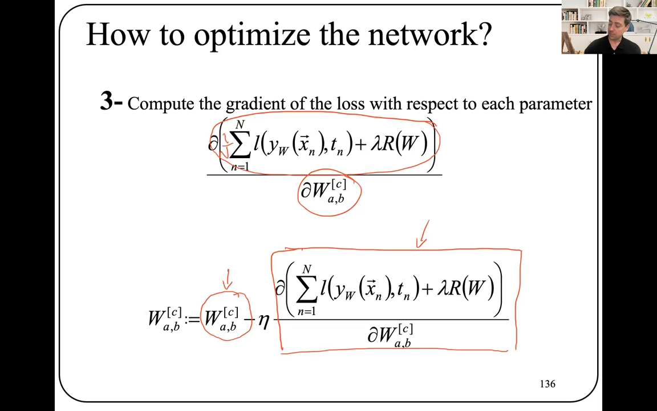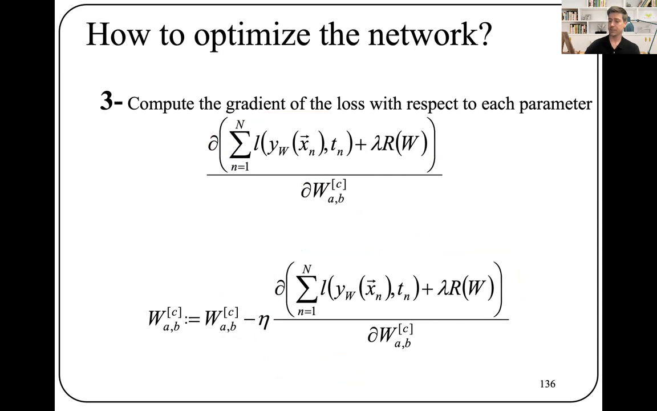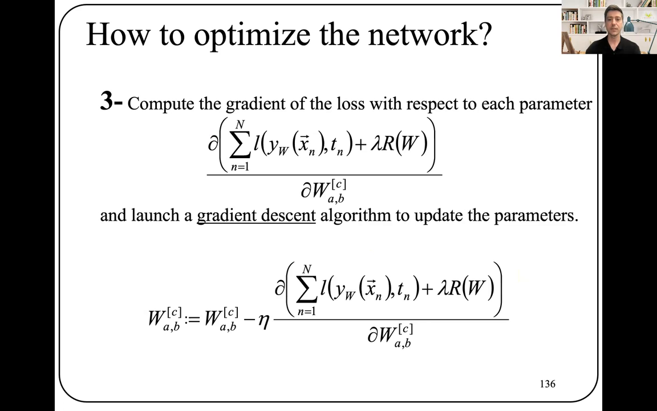And the size of a step, so the size of the change that we're going to do to this parameter, is going to be proportional to our learning rate eta. So this is the learning rate. Okay, so basically this is the gradient descent algorithm. And what we do is we're going to repeat this process several times until we converge to a solution which is a local minima.